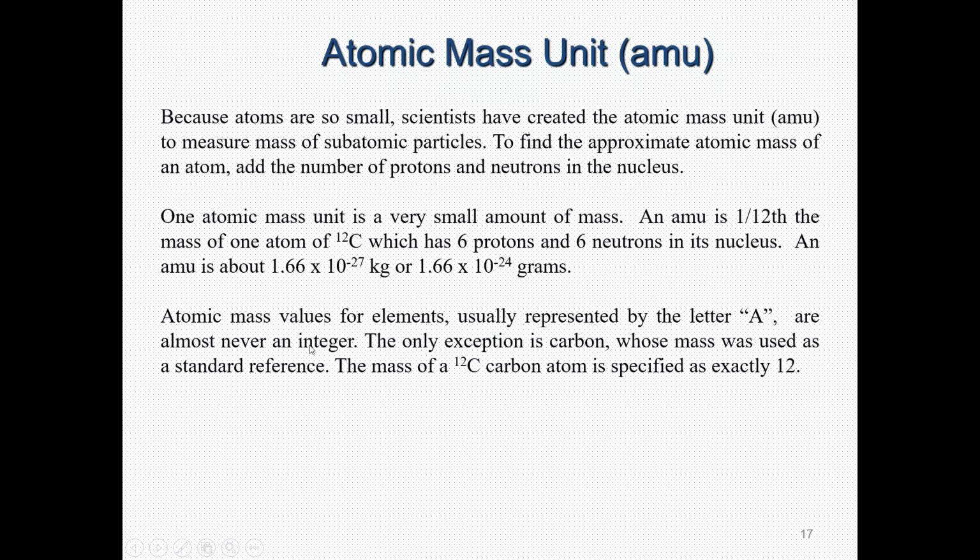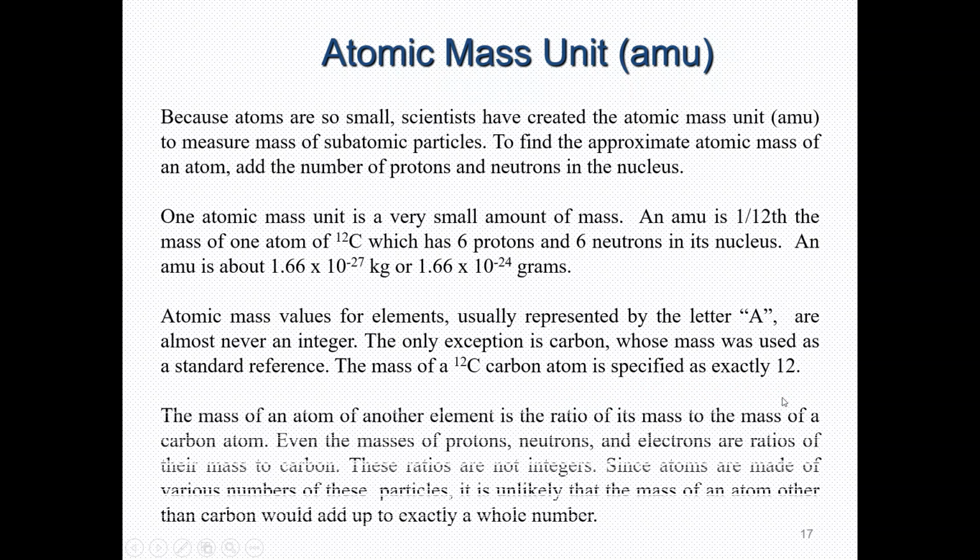Atomic mass values for the elements are usually represented by the letter A, the English alphabet A. They are almost never integers. The only exception is carbon, whose mass was used as a standard reference. The mass of a carbon 12 atom is specified at exactly 12. The mass of an atom of another element is the ratio of its mass to the mass of a carbon atom. Even the masses of the protons, neutrons, and electrons are ratios of their mass to carbon.